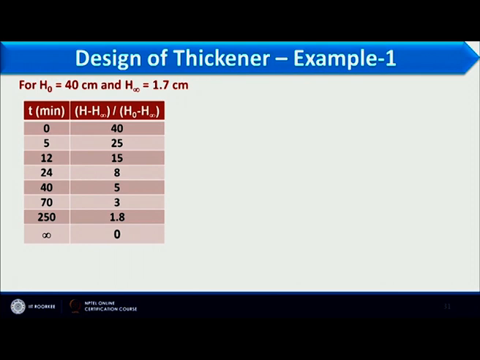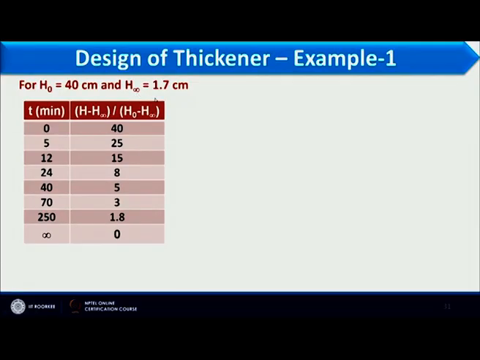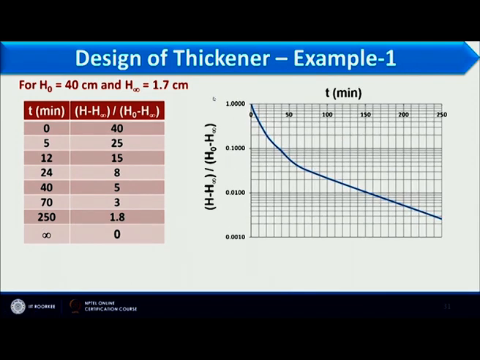as H infinity, and that you can see from the batch sedimentation test. For H naught we have 40 centimeter value, and H infinity in this example is 1.7 centimeter. So following this we can calculate value of H minus H infinity divided by H naught minus H infinity at different time. So once we calculate this value, we can draw the semi-log graph where y-axis is log and x-axis is normal axis.